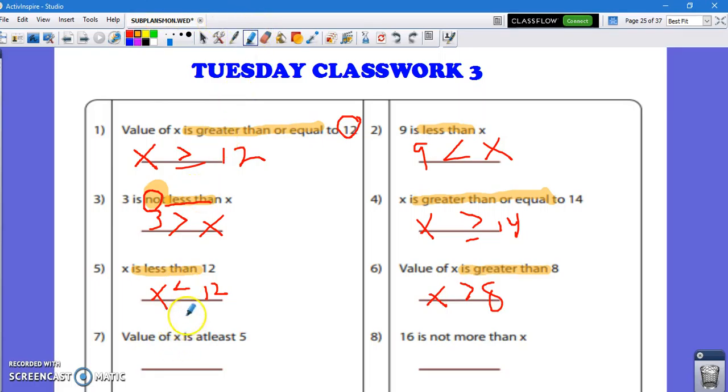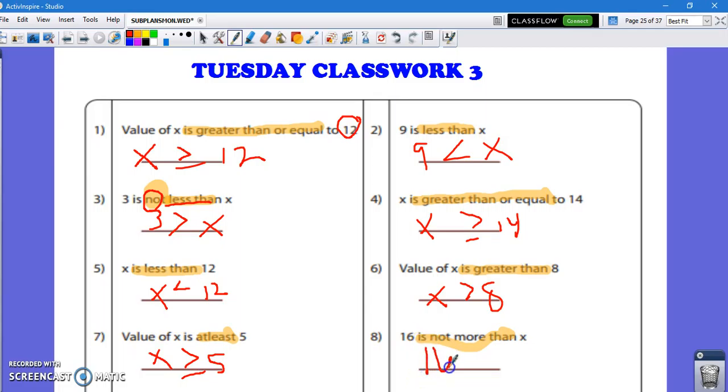Number 7, value of x is at least 5. Now what does at least mean? Okay, so value of x is at least 5. At least is saying there could be more. It's saying that it could be more than 5 or even equal to 5. At least means it could be more. At least does not mean less. $16 is not, oh, there's a not, more than x.